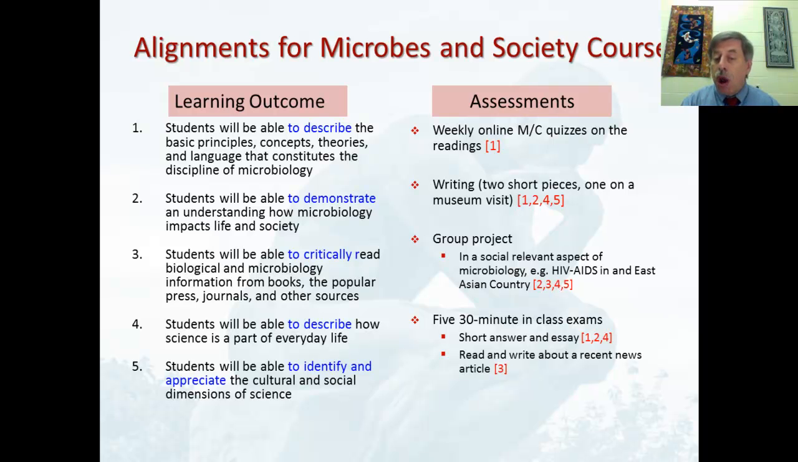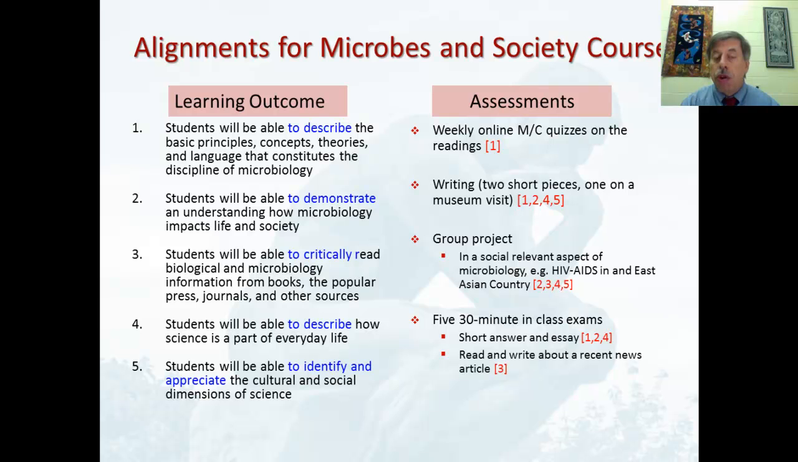Again, they are required to do a group project, and you'll notice that the group project also requires many of the learning outcomes or measures them in a direct fashion, including the fifth one, which is that students will be able to identify and appreciate the cultural and social dimensions of science. And what they do is they do a project and a poster on HIV/AIDS in an East Asian country. And then in my class, I often use in-class activities. And so we see short answer, an essay on my exams, and you'll see that covers learning outcomes 1, 2, and 4, and they read and write about a recent news article, and that covers learning outcome 3.